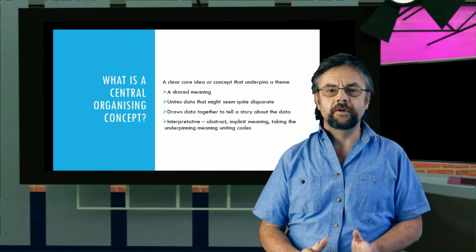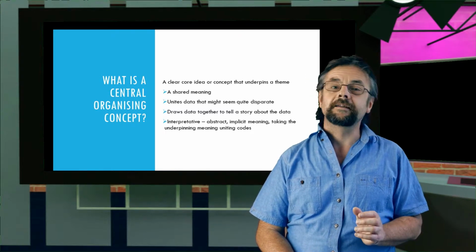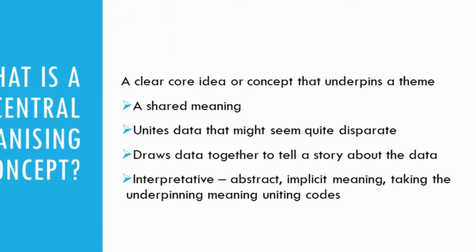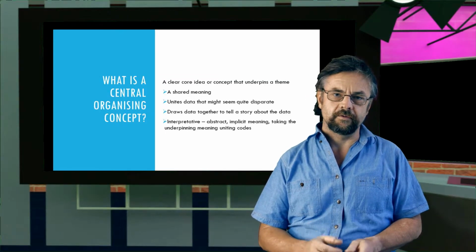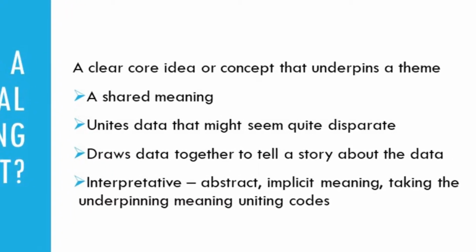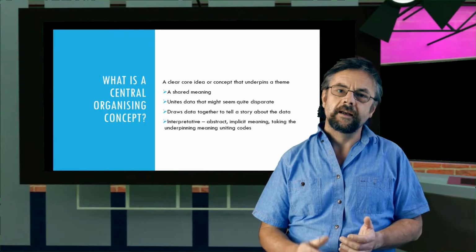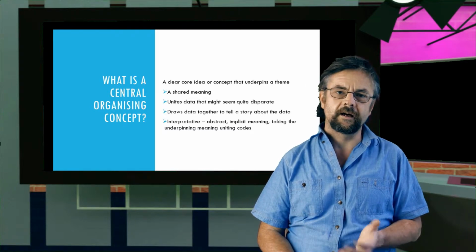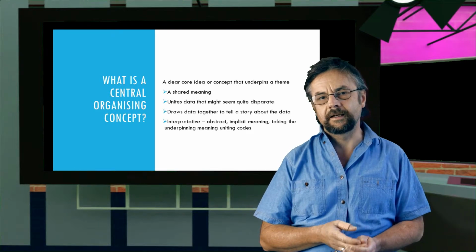So, a central organizing concept. What the heck's that? Well, one way of thinking about it is as a core idea or concept that underpins a theme. So you could think of it as a shared meaning, a meaning that is shared by several codes. It could also be something that unites data. So without the theme, the codes don't seem to connect. And themes can also be the thing that helps us tell a story about the data. So themes are interpretative. They are more abstract than codes and are more about the implicit meaning in the data.